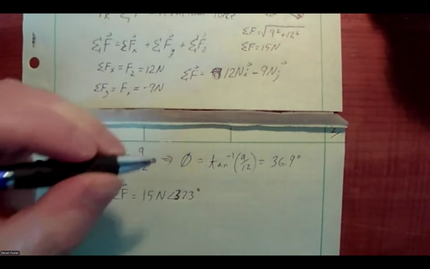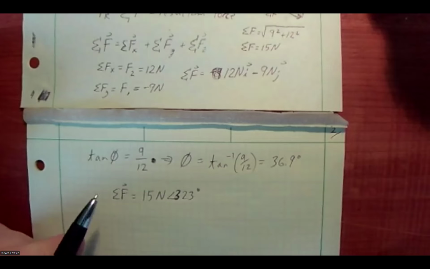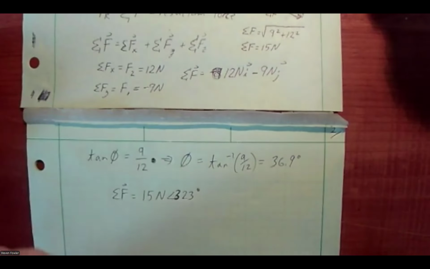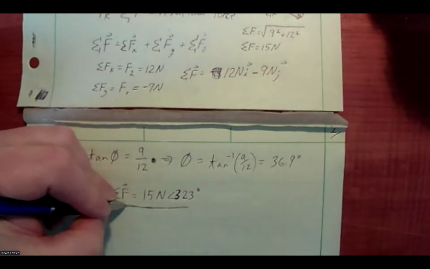323 degrees measured counterclockwise from x. You could report it as a negative 36.9, and I would be fine with it. I don't know if WebAssign is going to take anything other than 323 degrees, but that gets us to three significant figures. So this would be our resultant force.